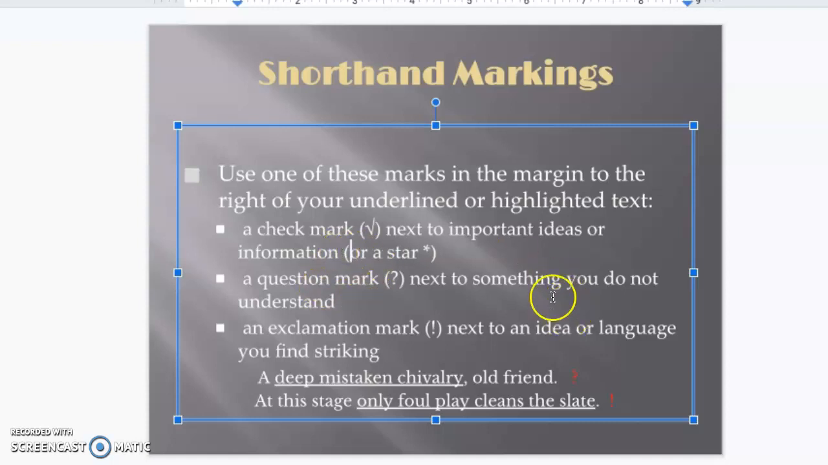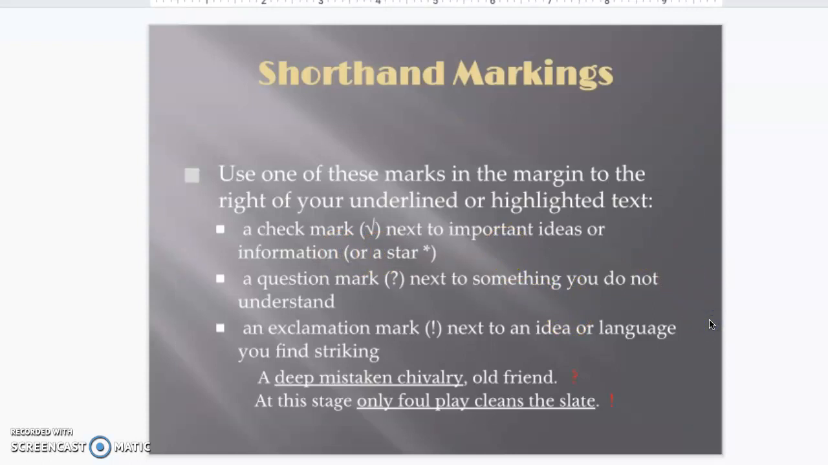This is especially helpful if you are annotating something for history class or science, right? And these are the things that you need to go back to. Maybe they're definitions you want to study. It's a lot easier to find those things if they're checked off or they're starred, and you can find them quickly. A question mark next to the things you do not understand.